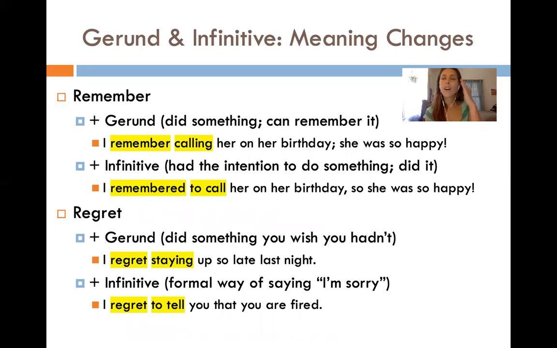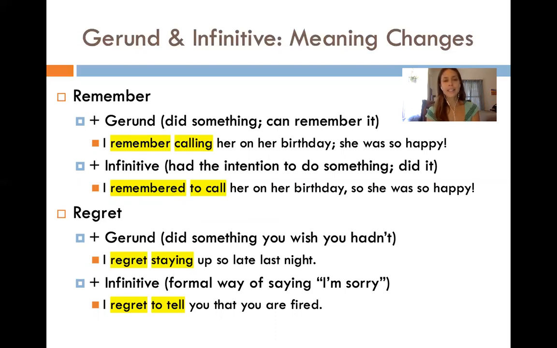The first one means, oh, I'm remembering this. Yes, I did call her on her birthday and she was so happy. Like I'm recalling it. I remembered to call means, yep, I was going to do it and I did it. So she was super happy about that.